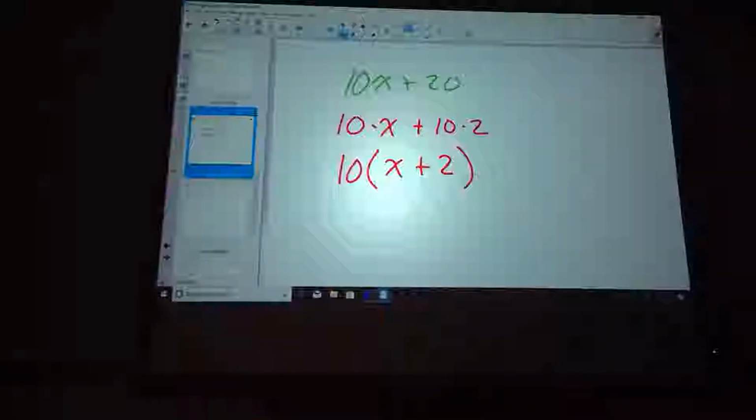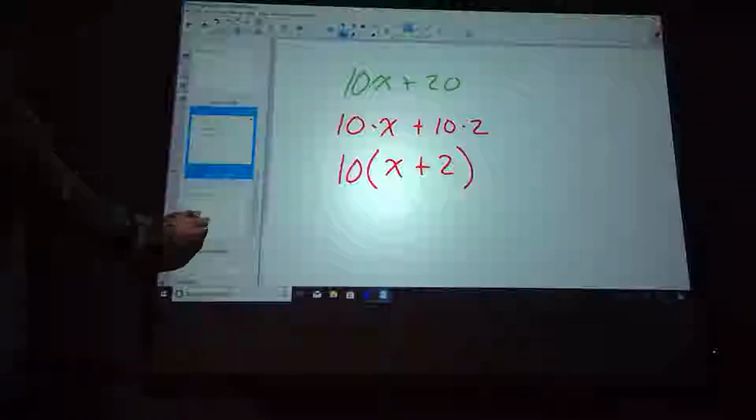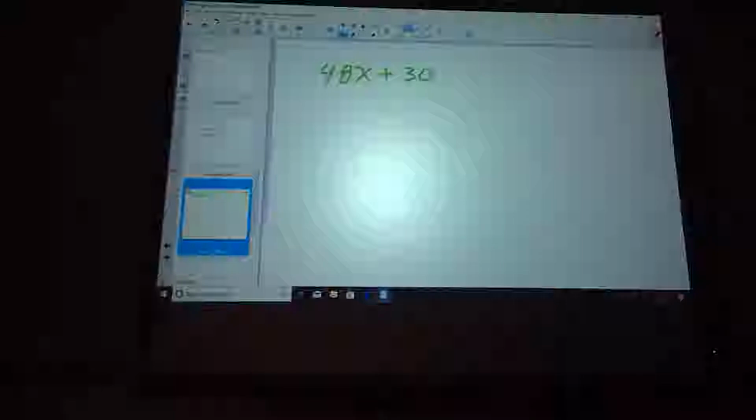Questions about that one? So some of the questions were, do I have to take the biggest number? Yes, you're taking the greatest common factor out. So 10 happens to be the biggest, our greatest common factor. Can I move to the second one? Yes. All right, find the one that is 48x plus 30.